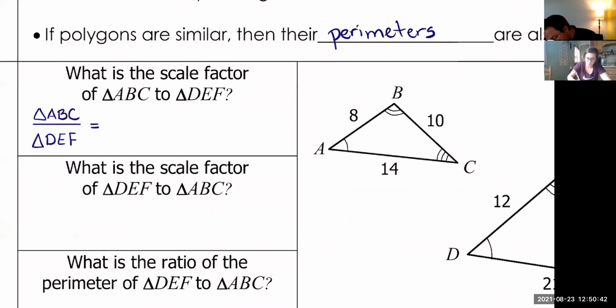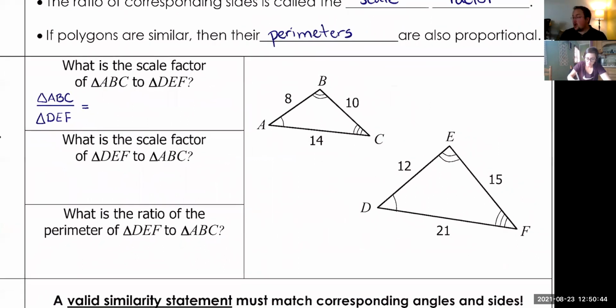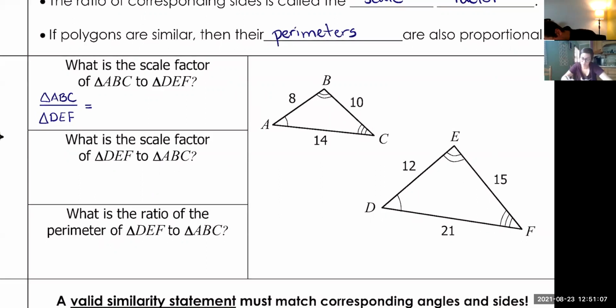Now, in order to get that factor, what we're going to do is take a corresponding side length of one triangle and put it over the corresponding side length of the other triangle. Of course, we're going to put ABC's side on top, DEF's side on the bottom. So I'm just going to work my way around, and I want to show you a neat trick. I'm going to start with side AB, which is a length of 8, over side DE, which is a length of 12.